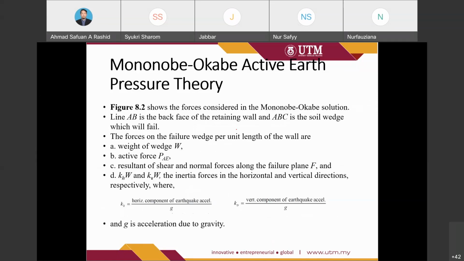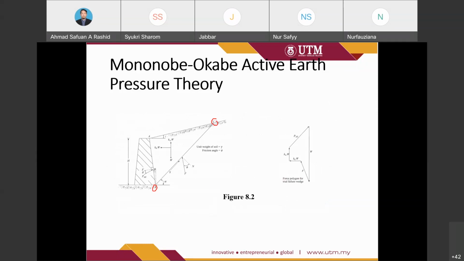So, figure 8.2 shows the forces considered in the Mononobe-Okabe solution. So they include what we call the KV W and KH W. So this is more related to the horizontal and vertical acceleration force.